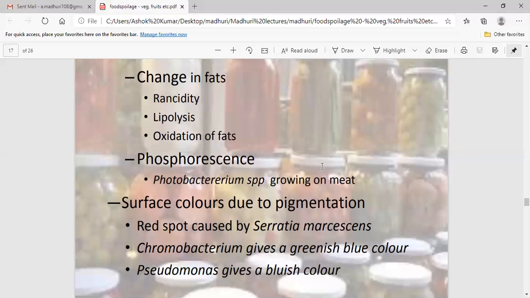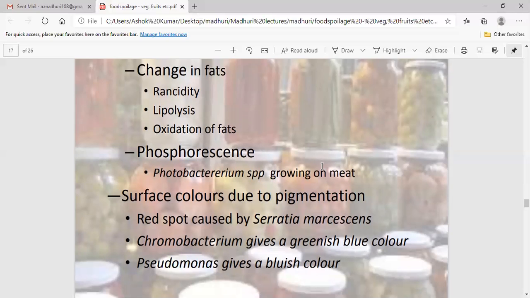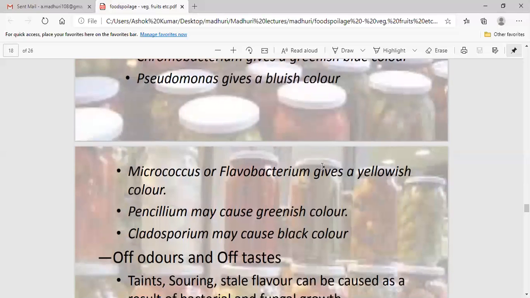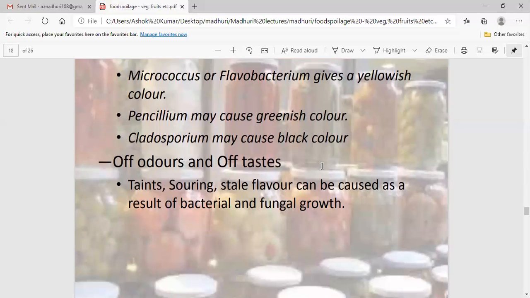So if we take such food and grow it in the lab, we can isolate some microorganisms such as Serratia marcescens or Chromobacterium or Pseudomonas. Out of our interest, we can do this. Sometimes this may not be included in the practicals, but it will be good if we could isolate some organisms. Next, Micrococcus or Flavobacterium gives yellowish color, Penicillium may cause greenish color, and Cladosporium may cause black color. So if you can see some pigmentation on the fish, these are the microorganisms responsible for different colored pigmentation on the fish products.